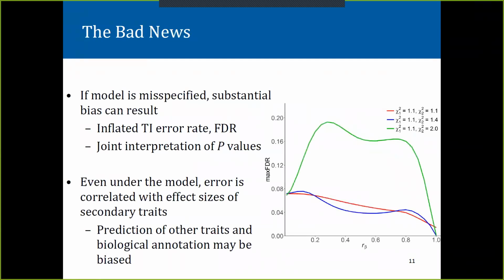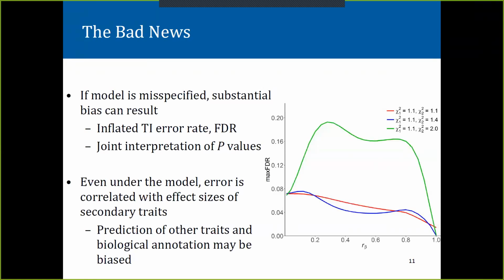So here's the bad news. If the model is misspecified, you can actually get a substantial bias in your estimates. And that bias can lead to inflated type 1 error rate and inflated false discovery rate. It means that instead of having this trait-specific interpretation that I was highlighting on the previous slide, I'm on slide 11 for people who are following along with their own slides, that interpretation no longer holds.